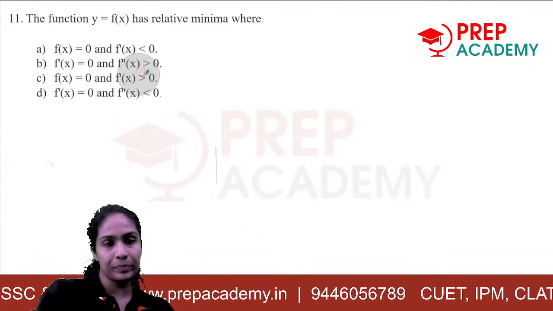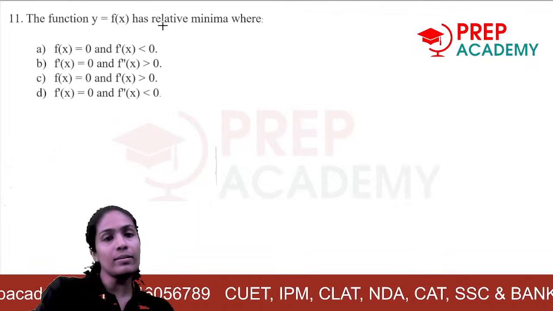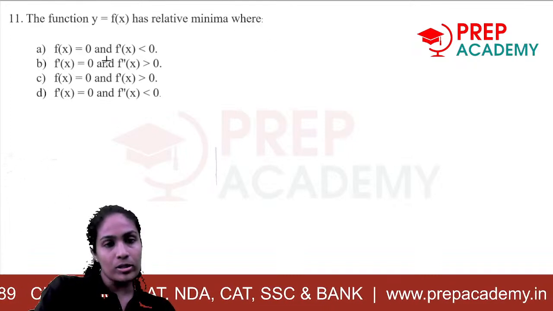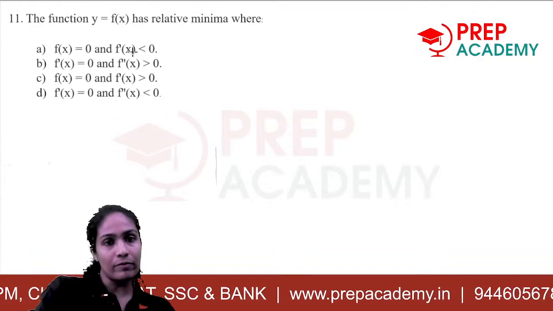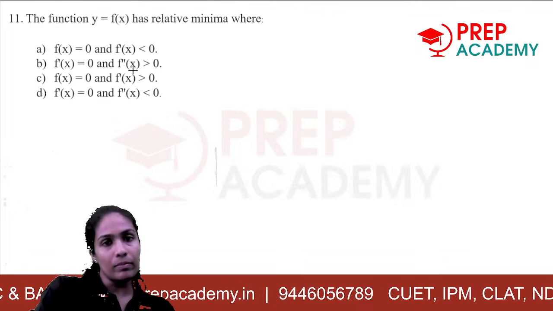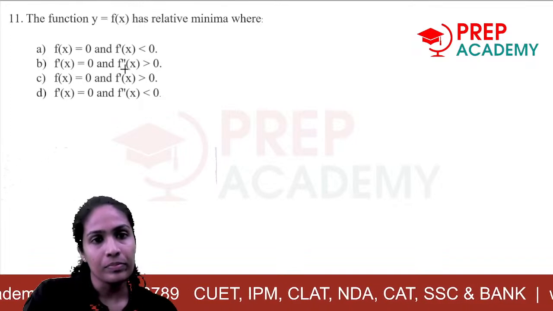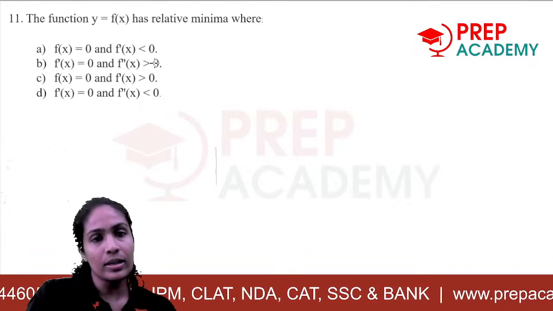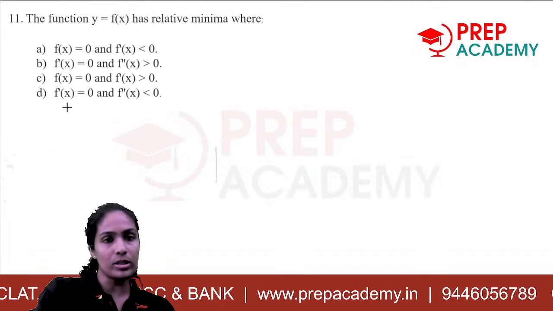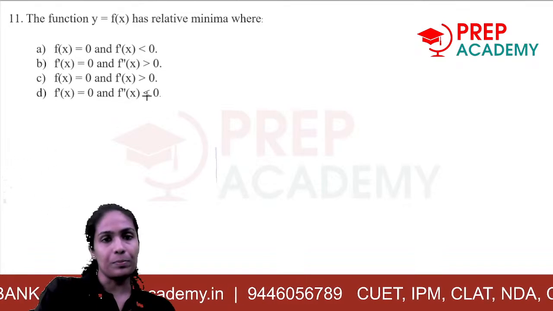Next question. This is also a direct question from the theory part. The function y equal to f of x has a relative minima where: option A, f dash of x equal to 0 and f double dash of x is less than 0. Option B, f dash of x equal to 0 and f double dash of x is greater than 0. Option C, f dash of x equal to 0 and f dash of x is greater than 0. And option D, f dash of x is equal to 0 and f double dash of x is less than 0.